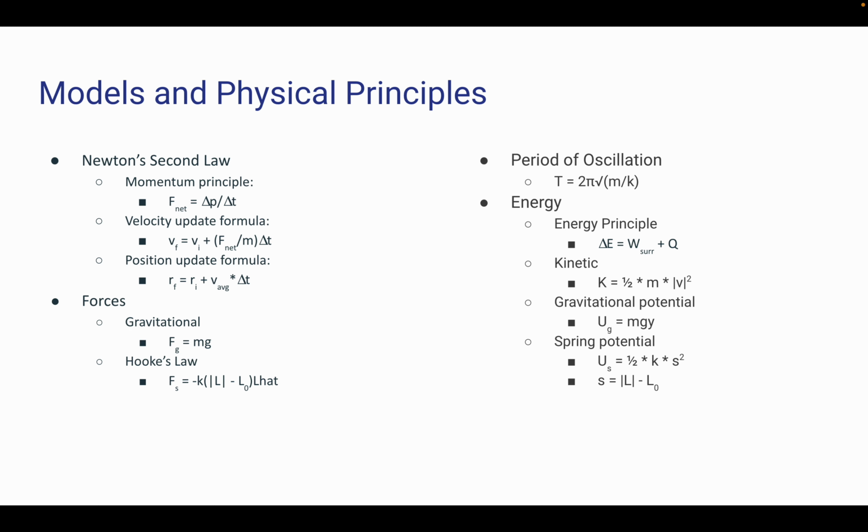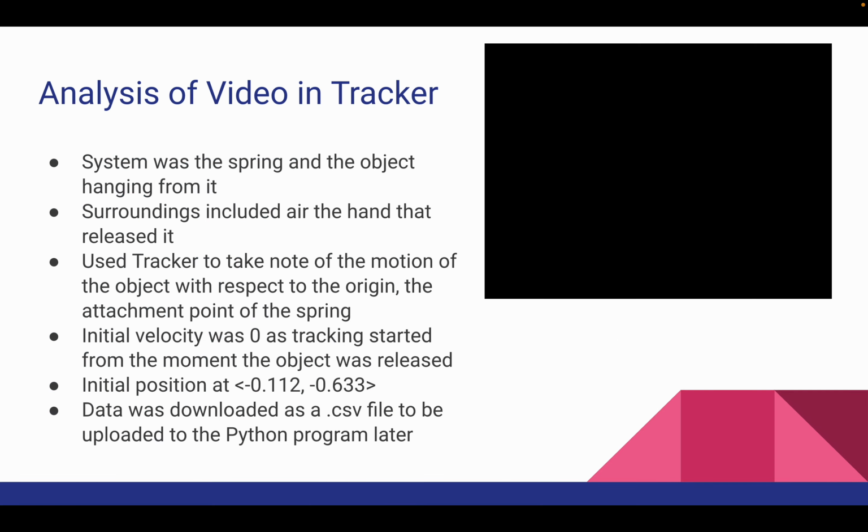Then we have the formulas for kinetic energy, 1/2 times mass times velocity squared; gravitational potential energy, which is equal to mass times g times the height, which in this case is the y direction; and spring potential energy, which is given by 1/2 times k times s squared, where s is L minus L naught.